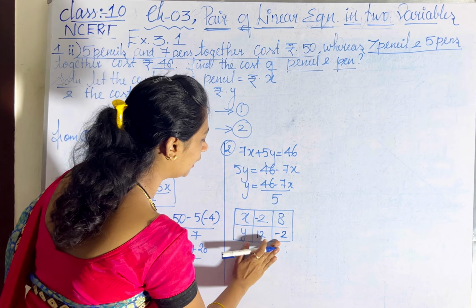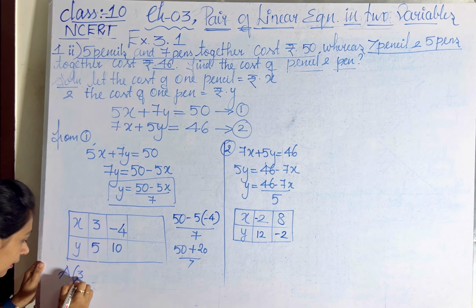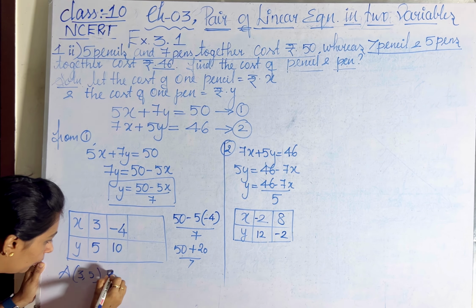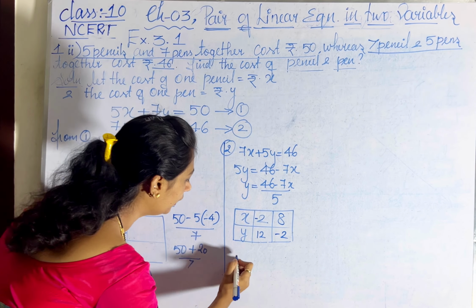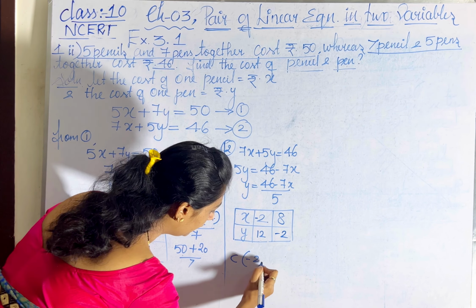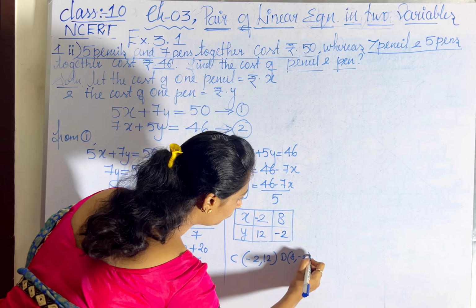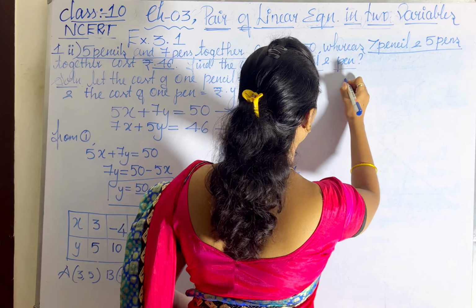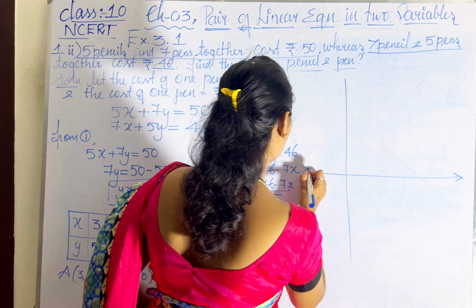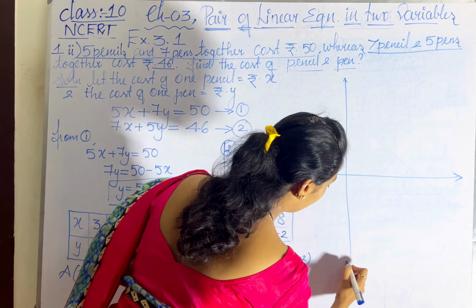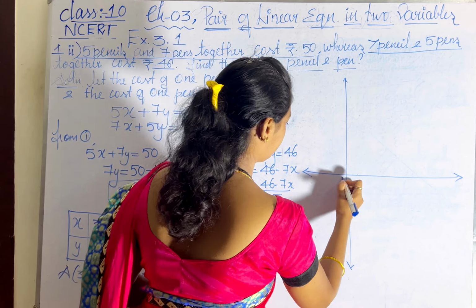So now using these values, I'm going to take the point A as 3, 5 and the point B as minus 4, 10 and the coordinate C as minus 2, 12 and D 8, minus 2. We'll plot these points on a graph to find out the value of x and y, that is the cost of one pencil and one pen.